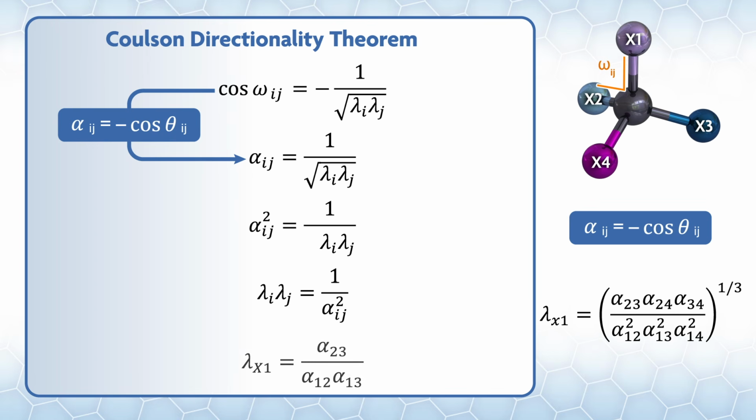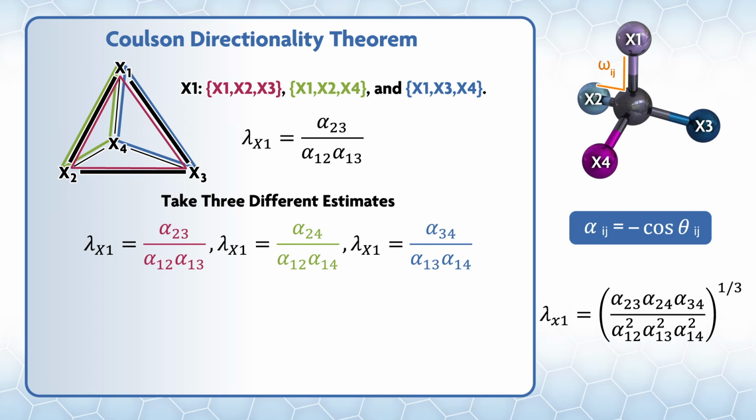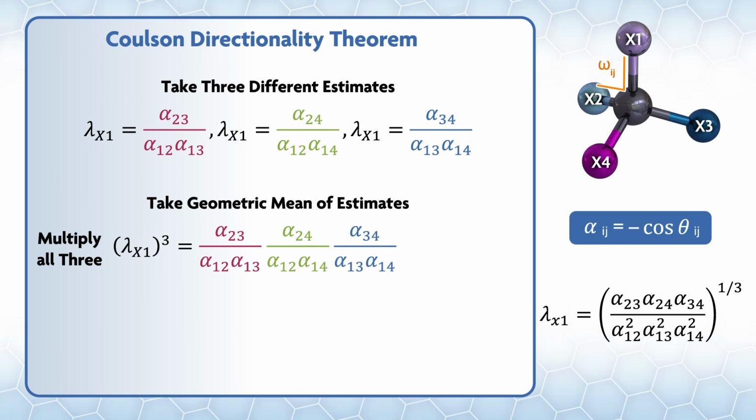Previously, we derived the equation for a trigonal system with x1, x2, and x3 and 3 angles. The hybridization parameter is based on the 3 angles in the system. In a tetrahedral system, there are 3 trigonal faces around x1. They're x1, x2, x3; x1, x2, x4; and x1, x3, x4. We can create 3 different estimates for x1 using the 3 faces. Then take the geometric mean of all 3 estimates.